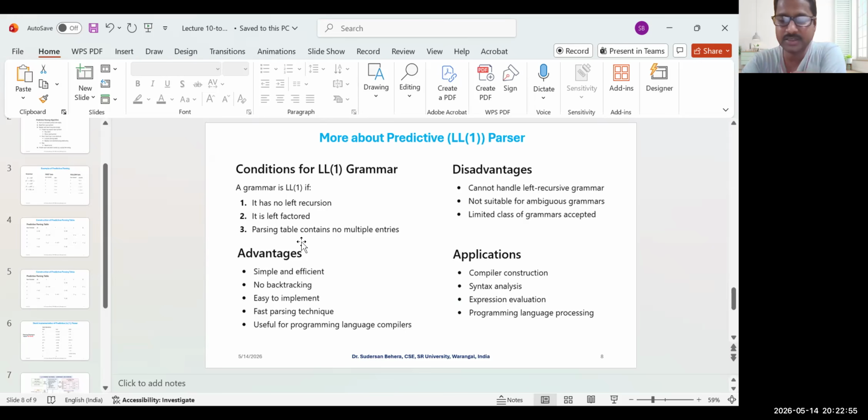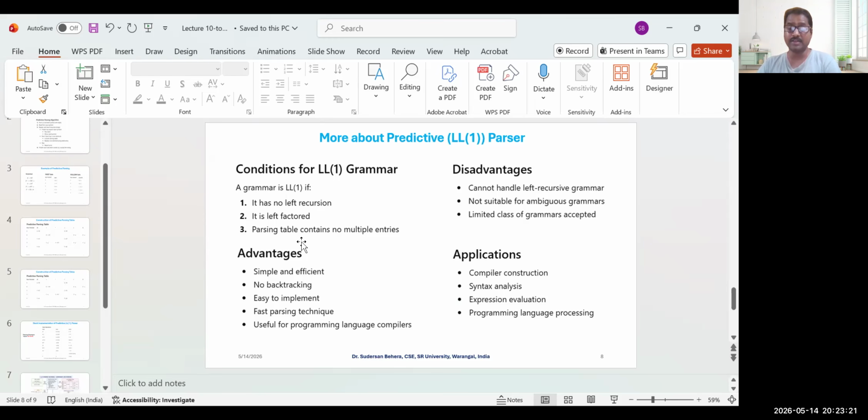If the left recursion is direct, then it cannot accept. That is final. If it is indirect, then the parser sometimes may get confused. Okay, so this is one of the drawbacks, and it is not at all suitable for ambiguous grammar. Neither bottom-up nor top-down parser, none of them is suitable for ambiguous grammar. It is a generalized statement.